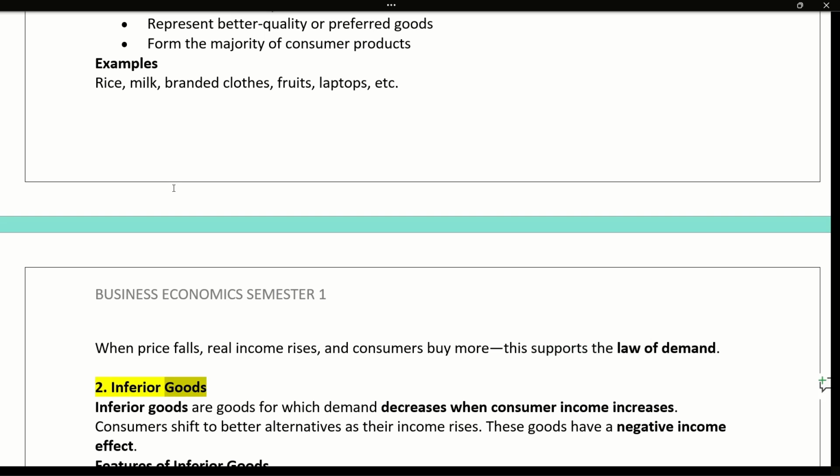2. Inferior goods. Inferior goods are goods for which demand decreases when consumer income increases. Consumers shift to better alternatives as their income rises. These goods have a negative income effect.